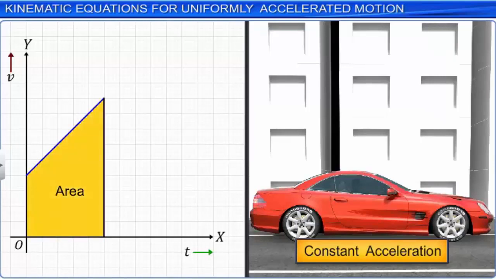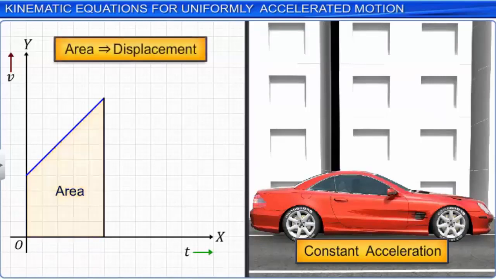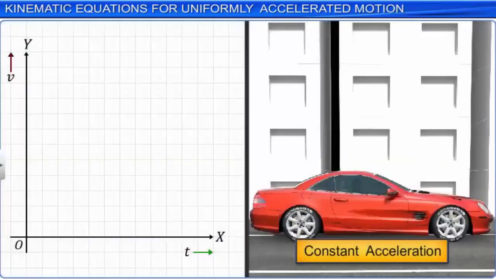There are three important kinematic equations for uniformly accelerated motion. Let us derive these equations one at a time. The first equation is the relation between initial velocity v naught, final velocity v, uniform acceleration a, and time t.